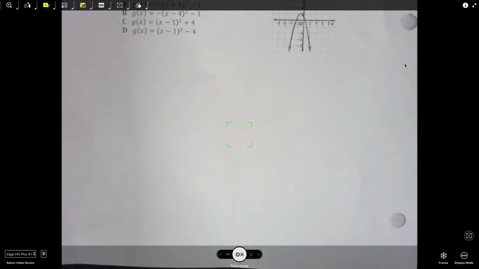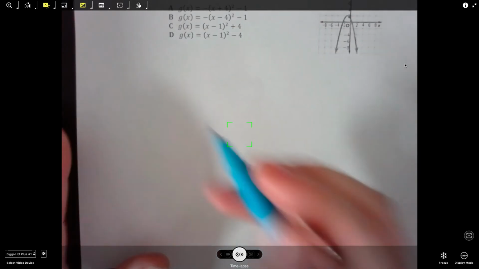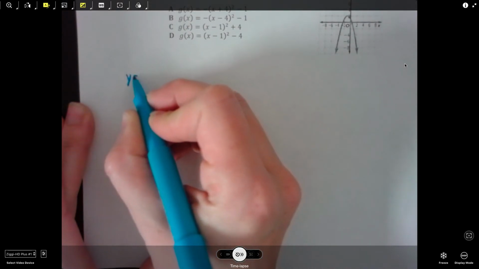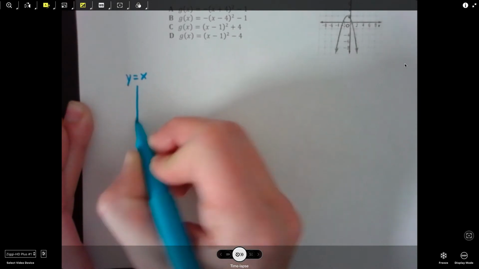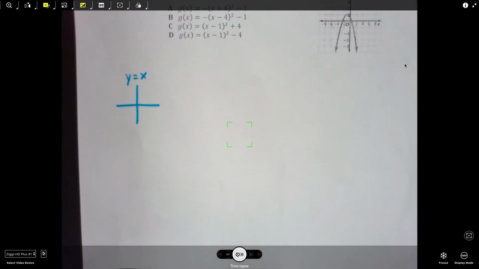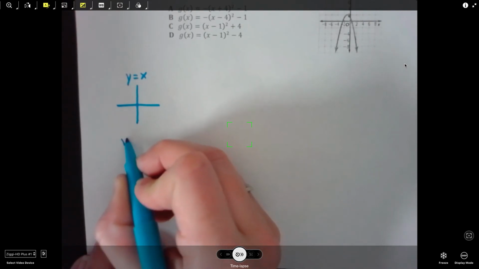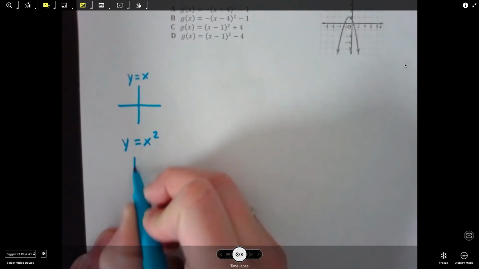So what I want you to do is, this is your little quiz that we have going on here. We're going to write in some functions and figure out what they look like. So the first one is y equals x. Put that graph on your paper. And you fill in what you think y equals x looks like. You should know this. Some of these you will not know. But you should know what y equals x looks like. Okay, the next one. Y equals x squared. Fill in what you think it looks like.